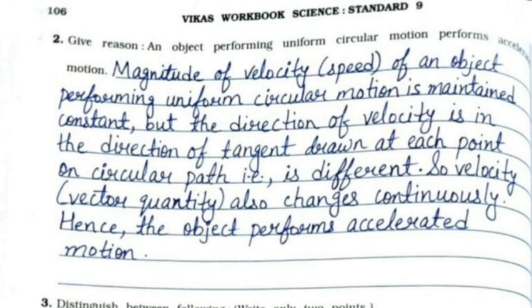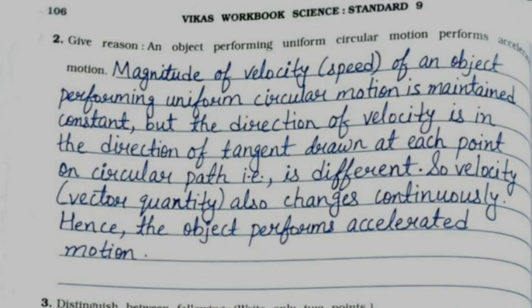Second one, give reason an object performing uniform circular motion performs accelerated motion. Magnitude of velocity of an object performing uniform circular motion is maintained constant, but the direction of velocity is in the direction of the tangent drawn at each point on circular path, that is, it is different. So velocity also changes continuously, hence the object performs accelerated motion.